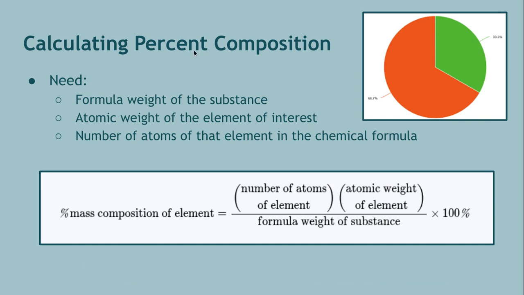And moving into how to calculate percent composition, you're going to need the formula weight of the substance, which we just learned how to calculate, the atomic weight of the element of interest, which is again going to be on the periodic table, and the number of atoms of that element in the chemical formula. So we're just going to look at the chemical formula that we're given or that we need to deduce from the written formula, and we're going to apply it to this equation down here, which essentially states the same thing. So you need the number of atoms of the element times the atomic weight of the element, and you're going to divide that by the formula weight of the entire substance, which is from the chemical formula, and then to get that in percentage form, you're going to multiply it by 100%.